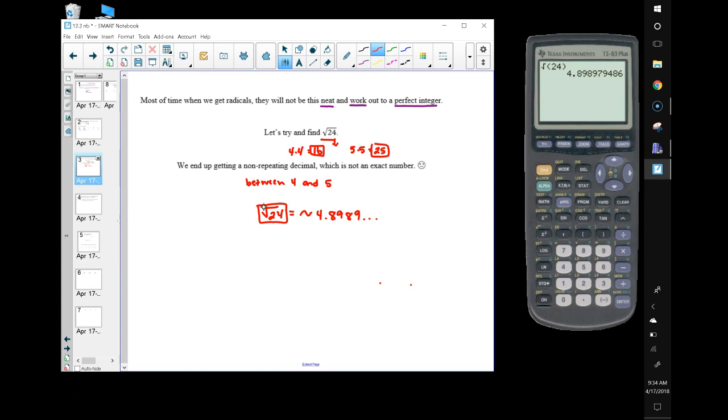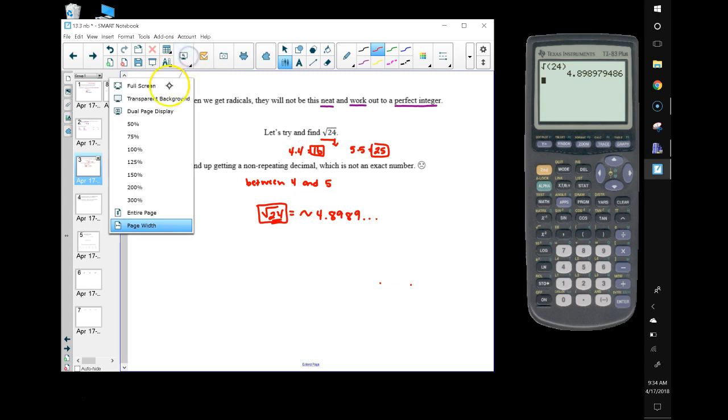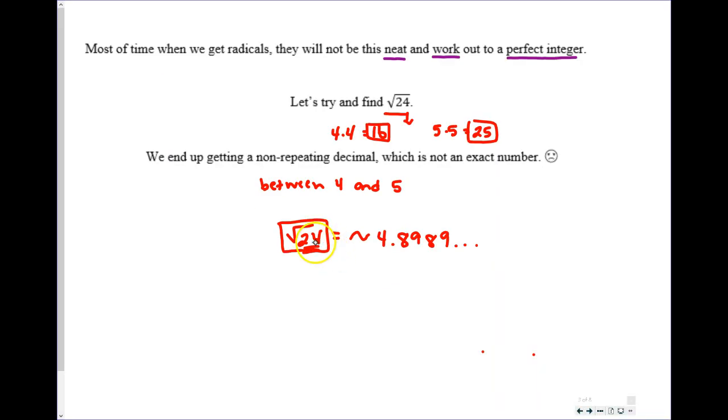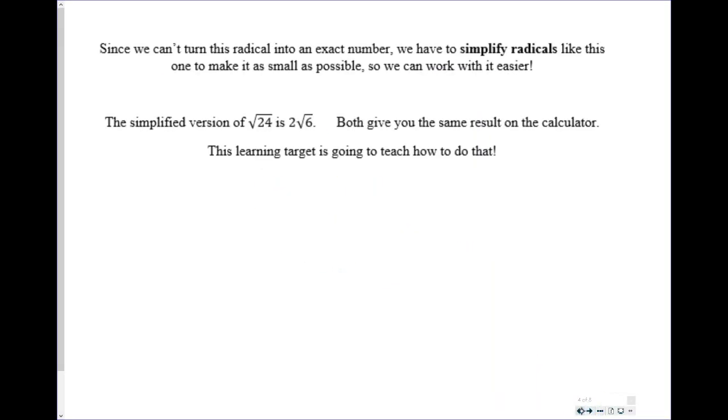Now, the problem with the square root of 24 is 24 is kind of a bigger number, right? I'd much rather have the square root of 2, square root of 3, square root of 4, square root of 5, small numbers to make it simple. So what we're going to learn in this learning target today is how to take a number like the square root of 24 and make it smaller, right? We're going to simplify this radical to make it as small as possible.